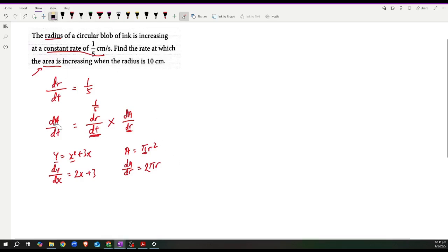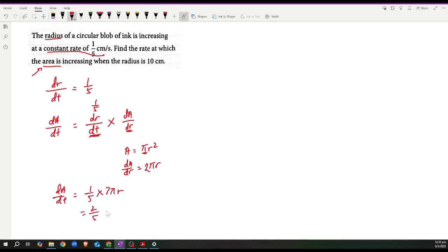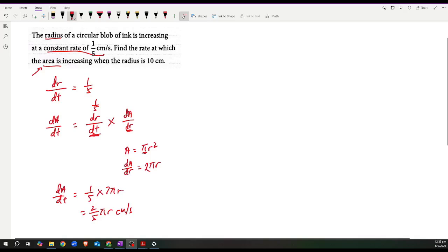Now that you have your dA/dr, you can substitute that into the formula. dA/dt equals 1/5 times 2 pi r. So the answer is 2/5 pi r cm per second. Sorry, it should be cm squared per second, because we're talking about area.